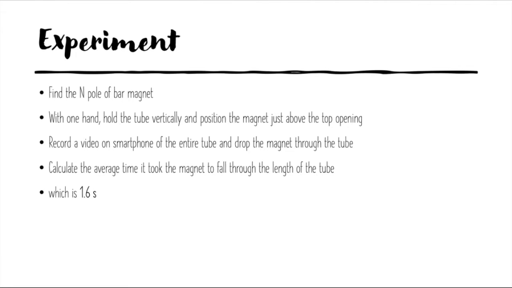law. The main process of the experiment is, firstly, find the north pole of the bar magnet. Then, with one hand, hold the tube vertically and position the magnet just above the top opening. Record a video on a smartphone of the entire tube and drop the magnet through the tube. Then calculate the average time it took for the magnet to fall through the length of the tube, which from my calculation is 1.6 seconds.